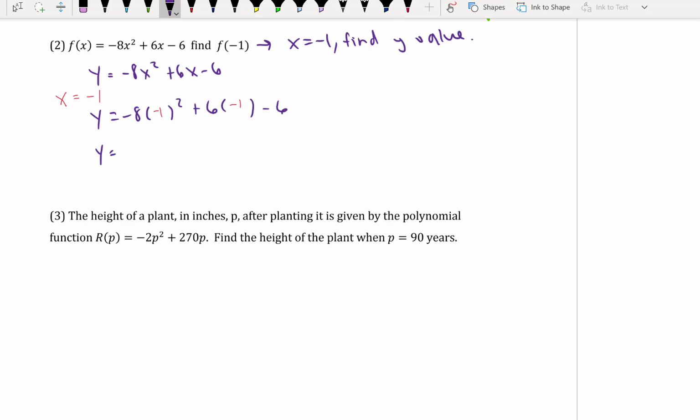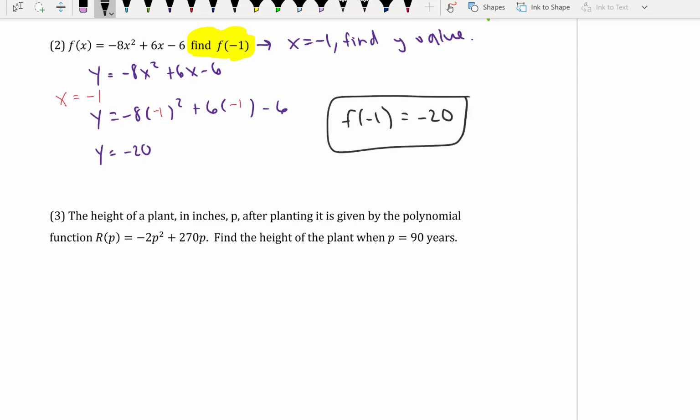Now I'm just going to plug this into my calculator. So negative 8 times a negative 1 inside parentheses, plus 6 times negative 1, minus 6, gives me a negative 20. So making sure that we use our vocabulary as what was given to us, it said find f of negative 1. So you have to answer that question. So you can say that f of negative 1 is equal to a negative 20. And that's going to be your answer.